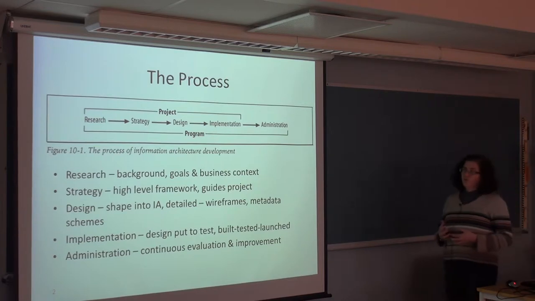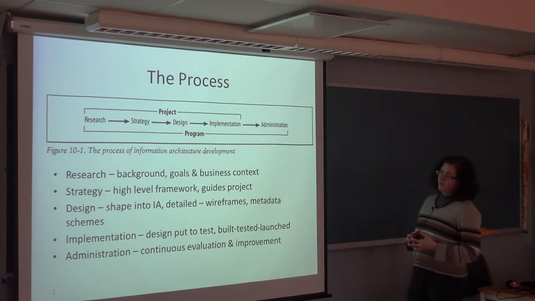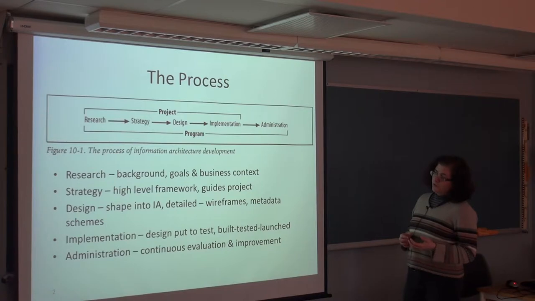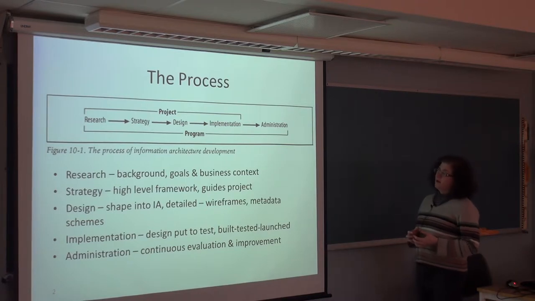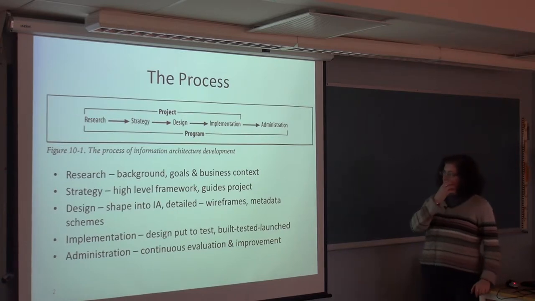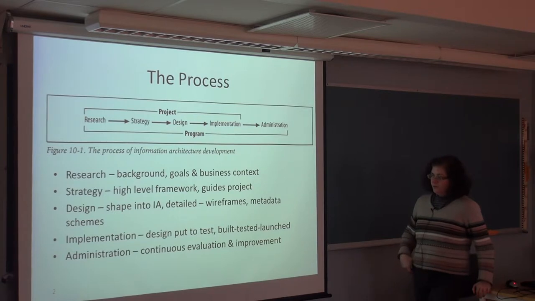This whole section of the book is about the process of designing and developing an information architecture. Chapter 10 is about research. Chapter 11 is about strategy. Chapter 12 is about design, but the book doesn't spend much time on implementation and administration. So we basically will go through the first three steps in the process and not really put much into the last two steps.